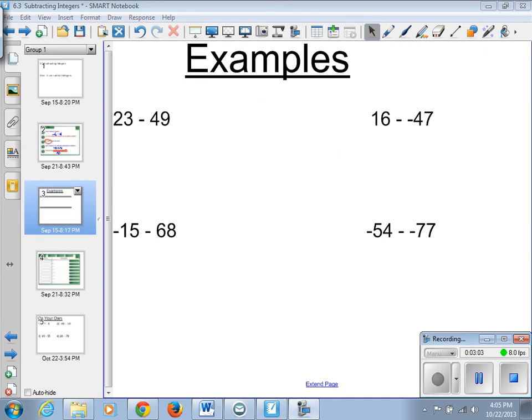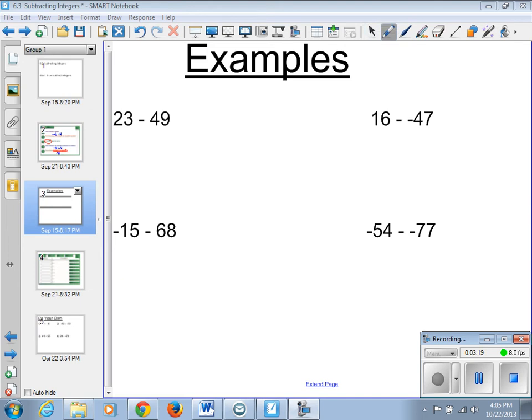So let's put this to use with 4 different types of questions. If you want to pause the video and try these on your own, you can. Or just keep it playing and follow along as I show how to do these.